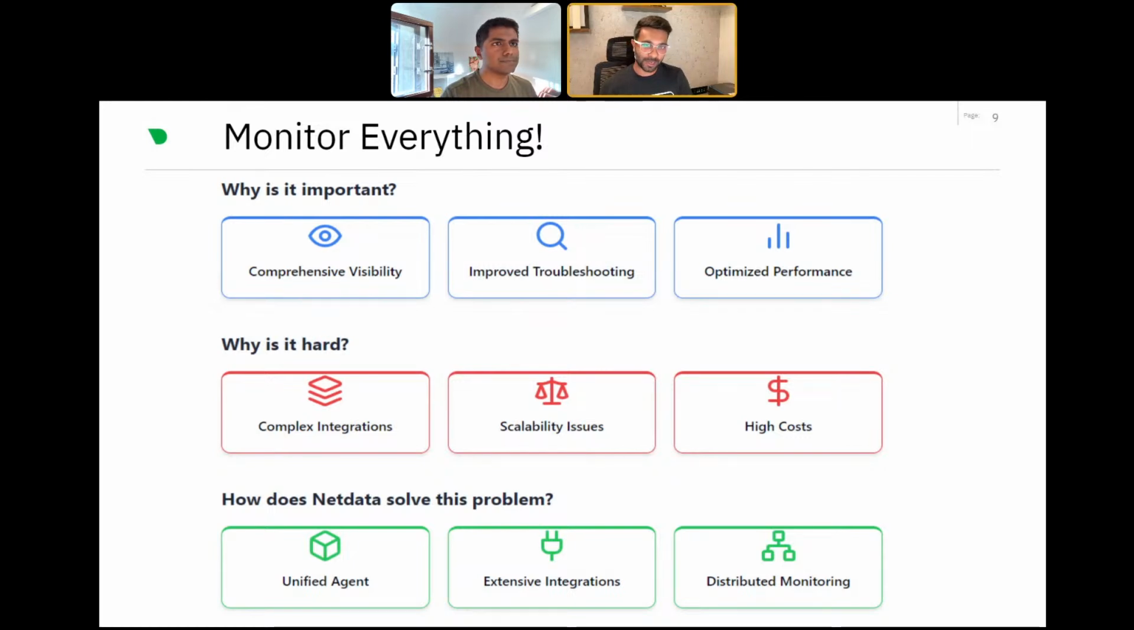So if you don't have comprehensive visibility, more often than not, in a troubleshooting scenario, you would not be able to identify the actual root cause. So monitoring everything becomes important. It becomes very, very important, especially if all your infrastructure components are related in one way or another. And in most cases, they are. Improved troubleshooting, I think we brought this up.